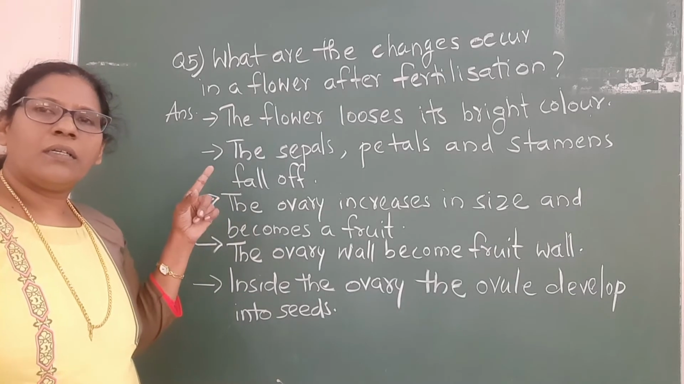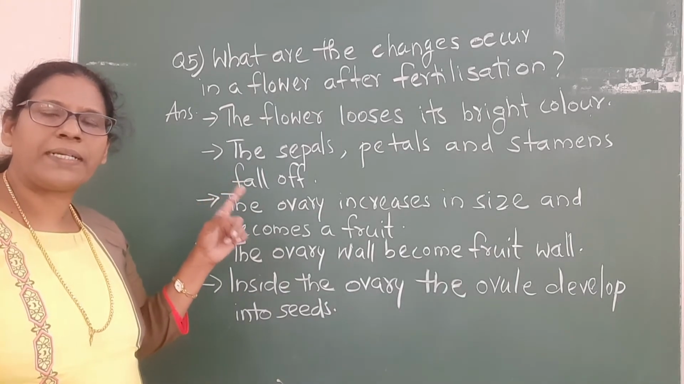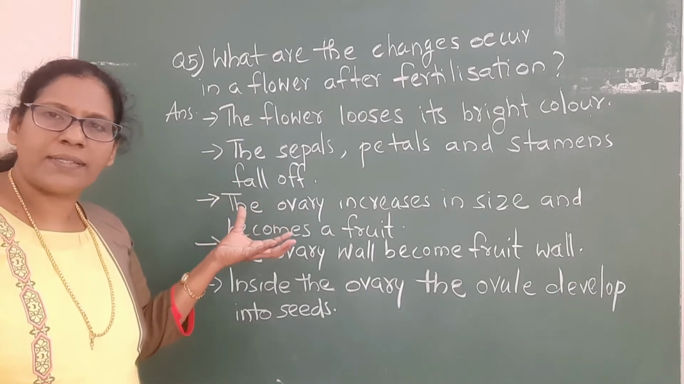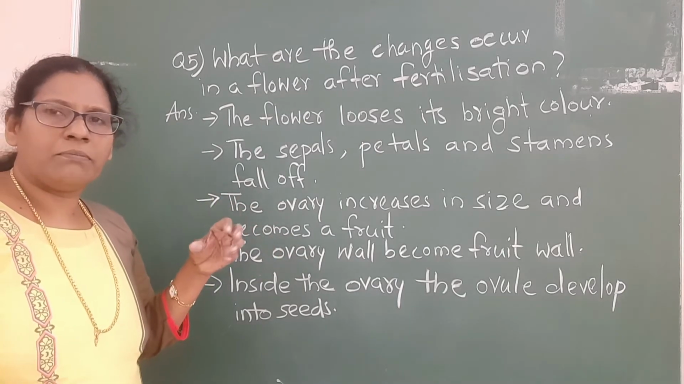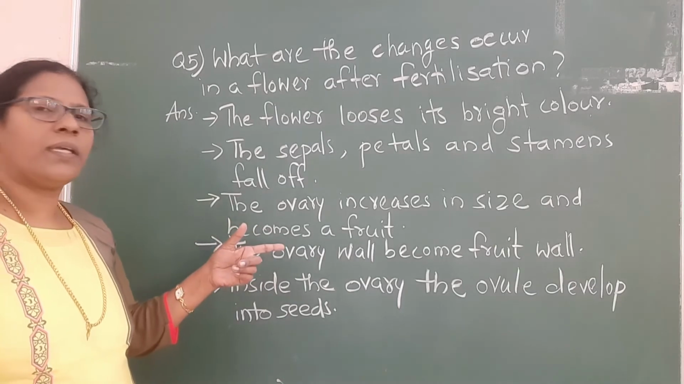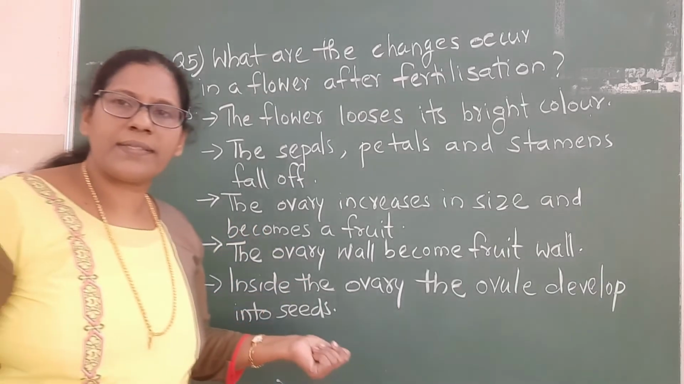First thing, flower loses its color. Second thing, sepals, petals and stamens fall off. Then ovary starts increasing in size and it becomes fruit. Ovary wall becomes fruit wall, and then inside the ovary there is ovule. That ovule develops into seeds.